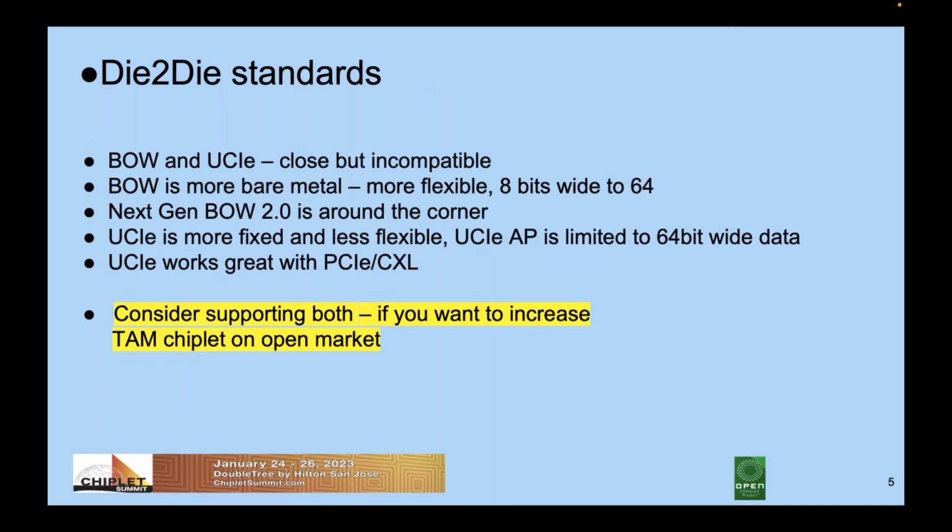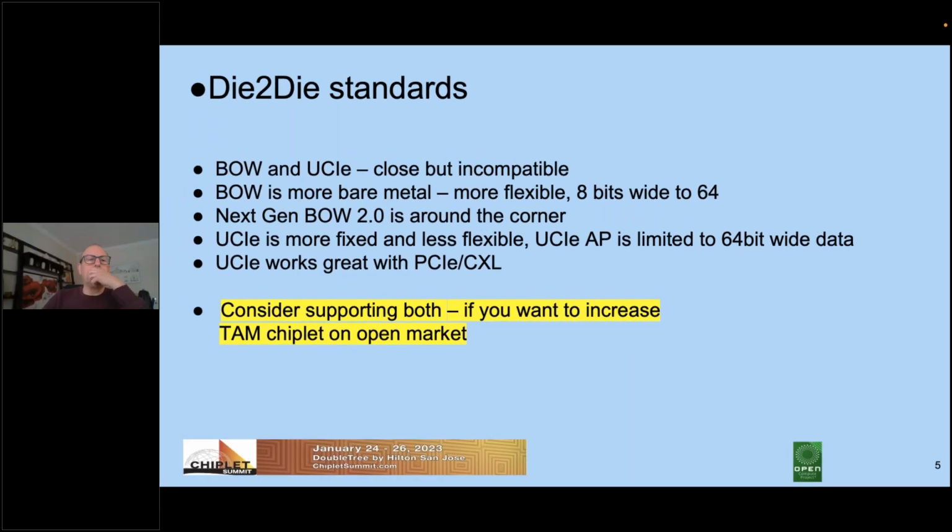So quickly on the standard side, we all know BoW and UCIe both have their advantages and disadvantages. From a customer standpoint, to a certain extent they care, but they don't really care. They just want something that works that they can sell. Do they support both? They may need to consider that, because if you develop a chiplet in even 7 nanometer, which is not the most leading edge node, for a couple of years out, the cost is millions and millions of dollars. So it's a huge barrier.